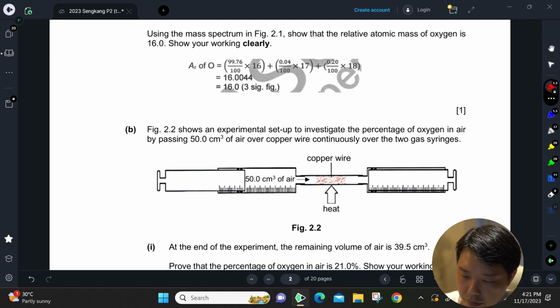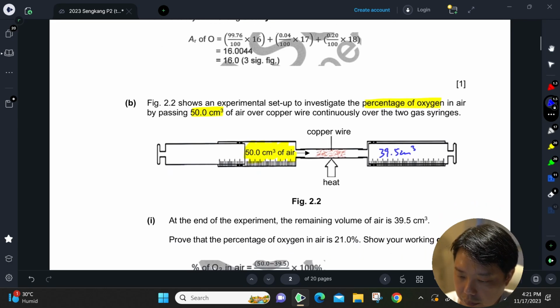Okay, part B. Figure 2.2 shows an experimental setup to investigate the percentage of oxygen in the air, which is roughly about 21%. They pass 50 cm³ of air over copper wire. At the end of the experiment, the volume remaining is 39.5 cm³, which is what we expect. That is about 79%.